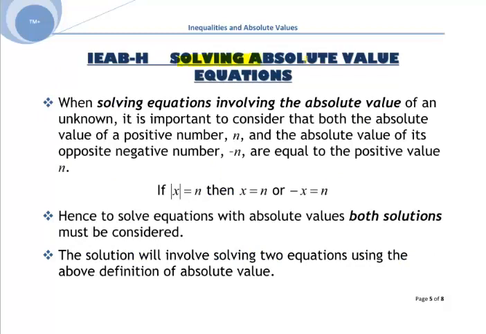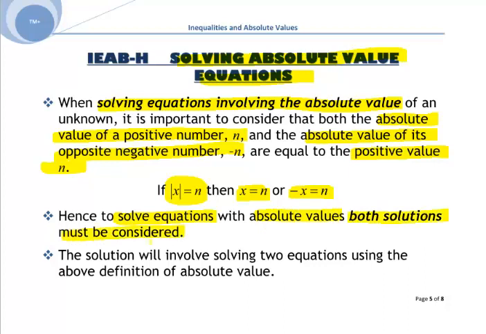Now we can also solve absolute value equations. When solving equations involving absolute value, it's important to consider that both the absolute value of a positive number n and the absolute value of its negative, negative n, are equal to the positive value of n. What do I mean by that? Well, if I have the absolute value of x equals n, x could be equal to n, or negative x could be equal to n. So basically x could be positive or negative. Hence, to solve equations with absolute values, both solutions must be considered. The solution will involve solving two equations using the above definition of absolute value.